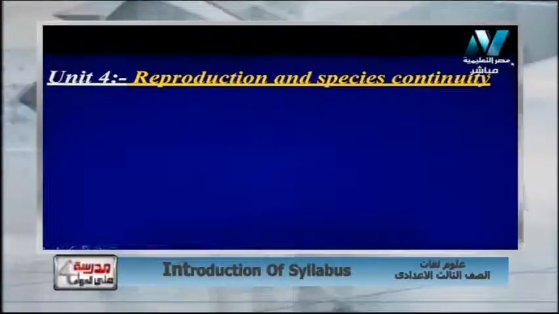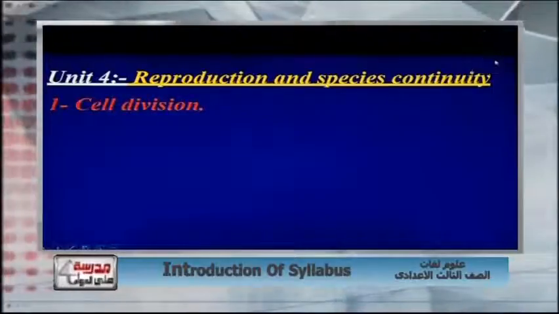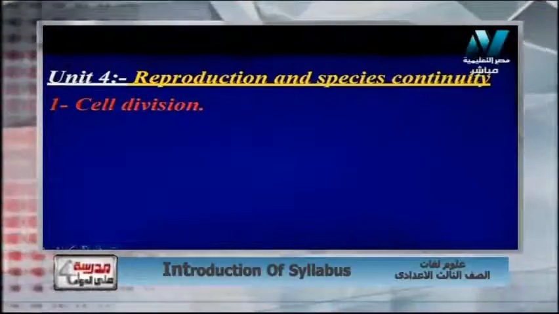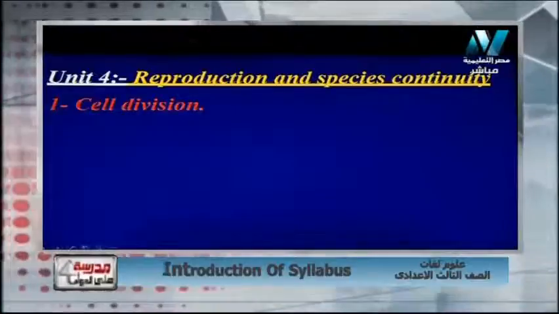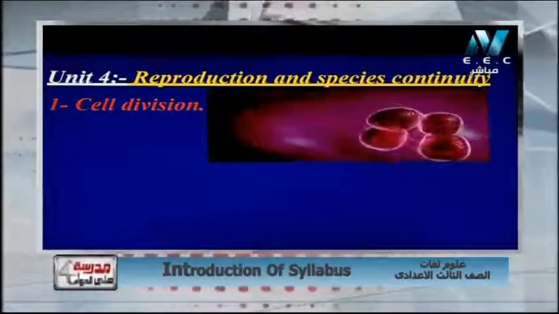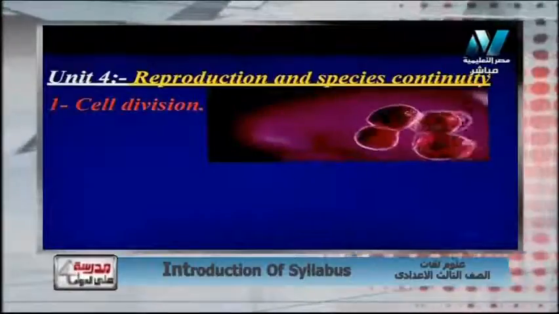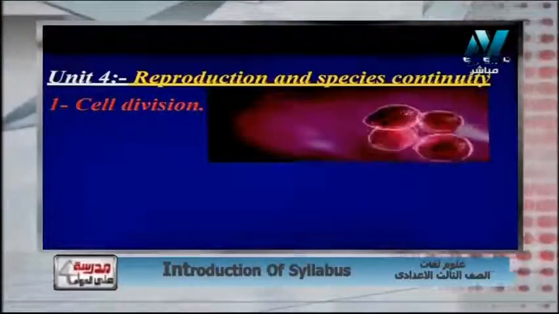The last unit is called reproduction and species continuity. We have cell division. As we have a cell here, and this cell divides and so on, maybe for growth, maybe for reproduction. We have many reasons, many functions for cell division.